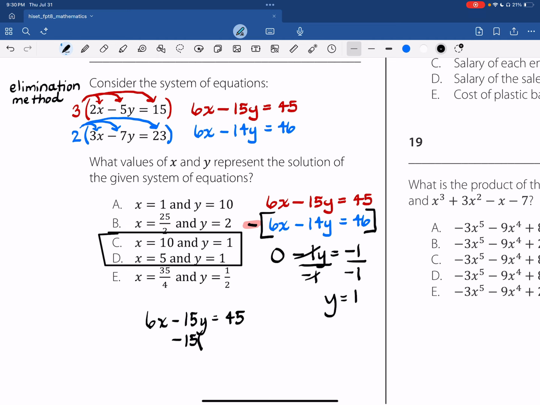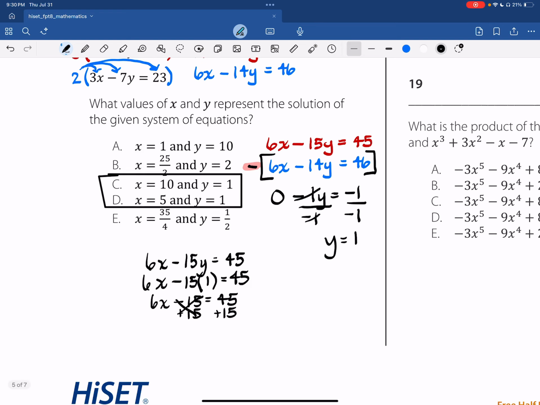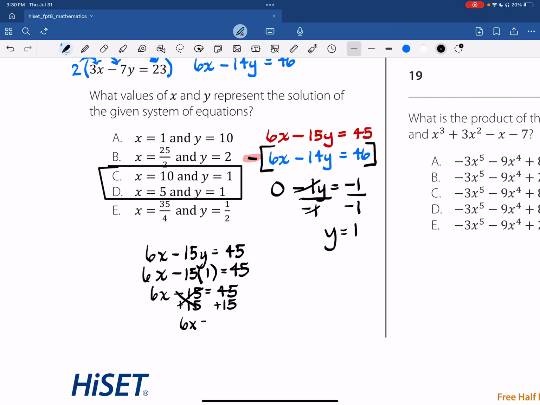So 15 times 1. And then you have your 6x. So 6x minus 15 equals 45. And we're going to add 15 to both sides and cancel. So you get 6x equals 60. And so x is going to be 10. So x is 10 when y is 1. And I like C as in Charlie.